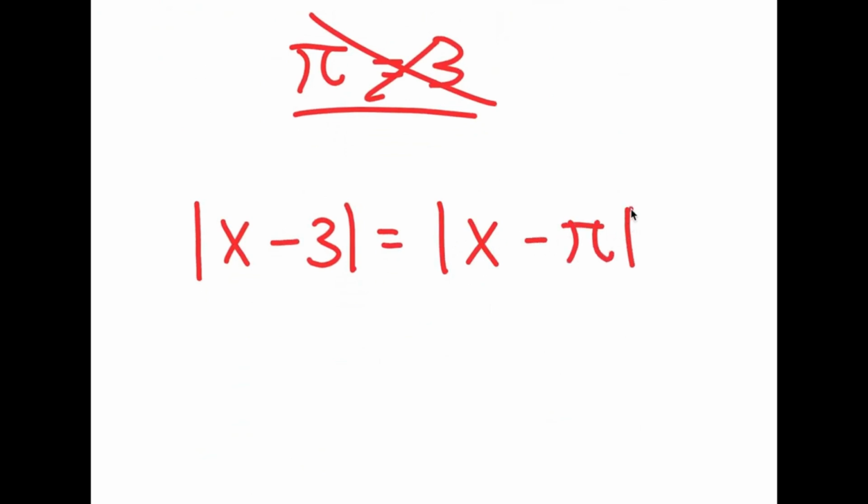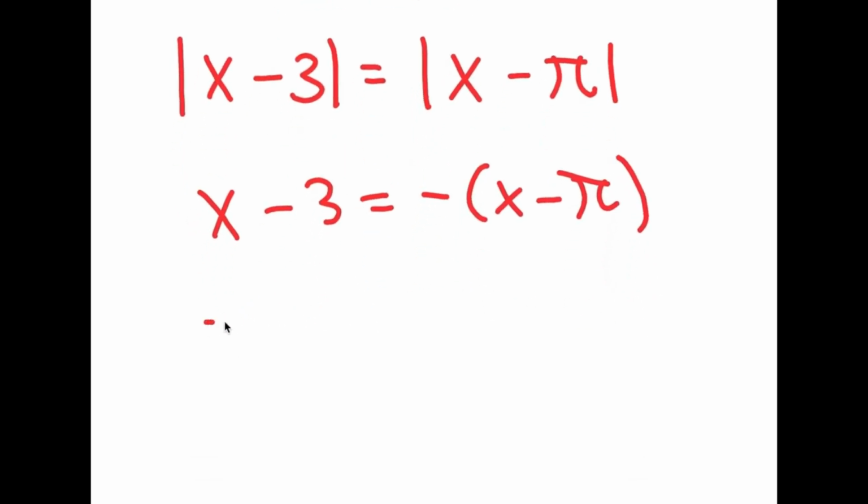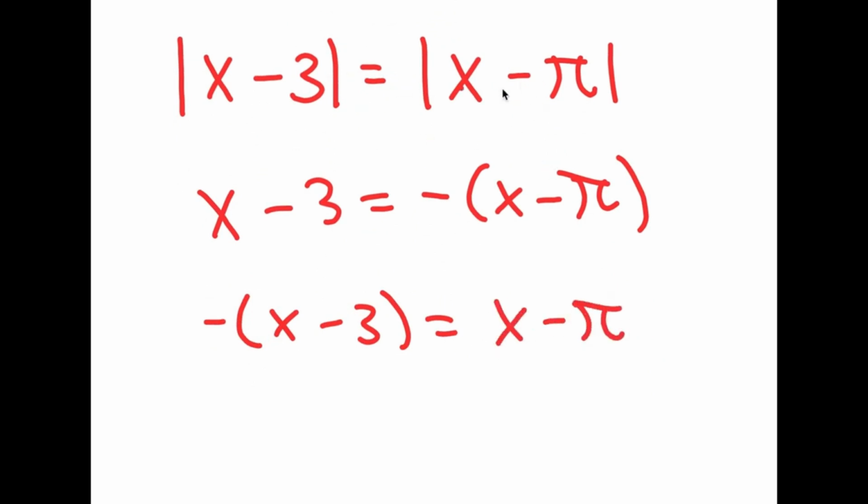So the reason this is so important is because now I get x minus 3 is equal to negative (x minus pi), or also negative (x minus 3) is equal to positive (x minus pi), since we're taking the absolute value of these two.